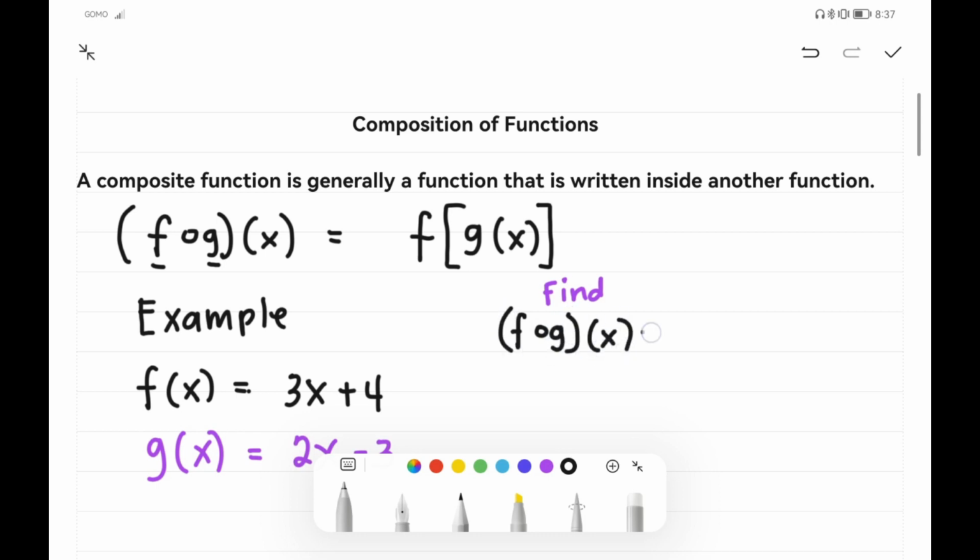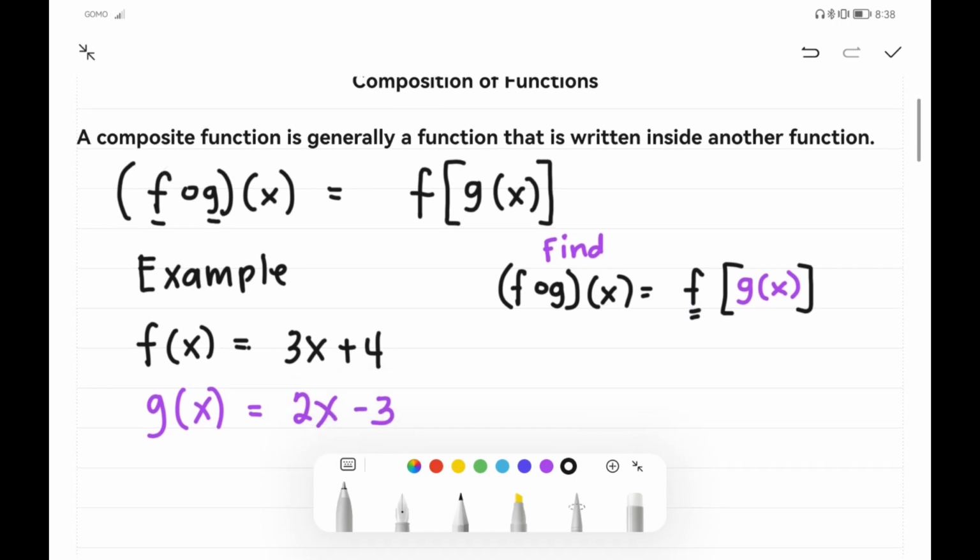So ibig sabihin po niyan, ang g of x natin will serve as the domain of our function na f of x. So this is our f of x. Ang gagawin natin, isusulat muna natin yung ating outer function. So ano ba yung outer function natin? Yung f of x. Ano ba yung value ng ating f of x? Ang value ng ating f of x is 3x plus 4.